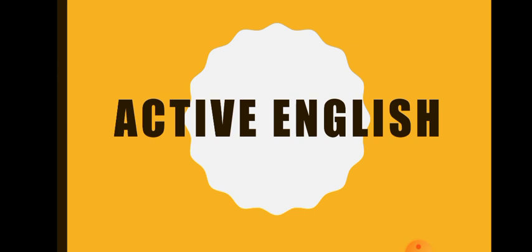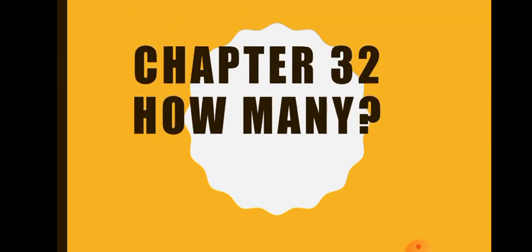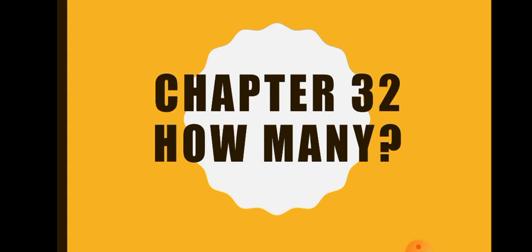Today we are going to study the new chapter of Active English. That is our chapter number 32, How Many. We know what is how many? Whenever we want to ask the question about how many pencils you have, then we ask the question by using the words how many for the quantity of things. Whenever we are asking for the quantity of things, we use the word how many, like how many desks are in your classroom. So it is an example of how many.